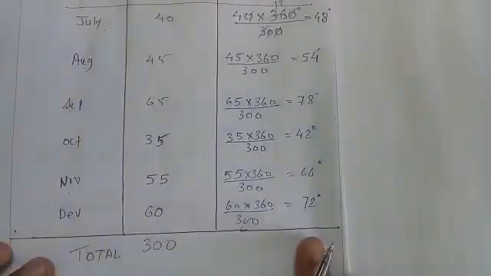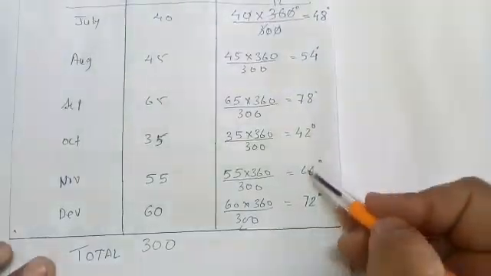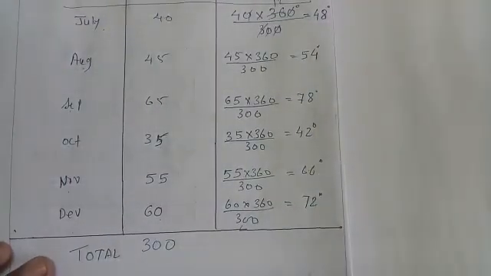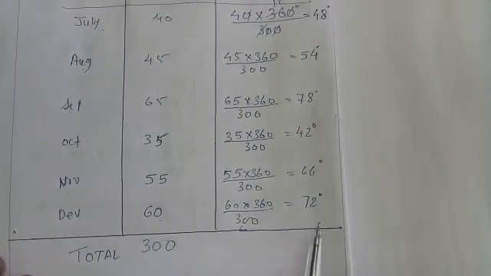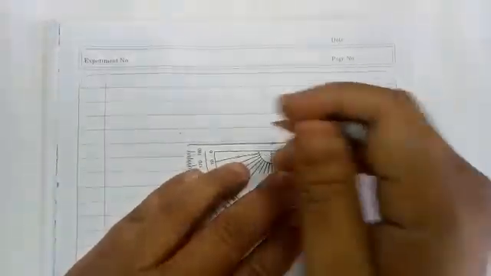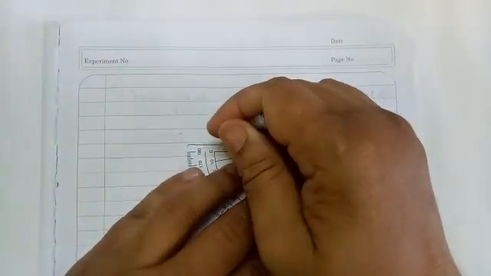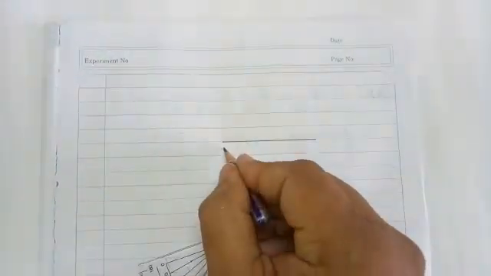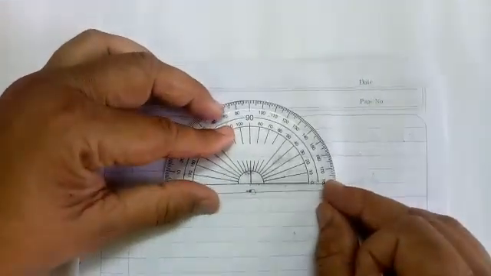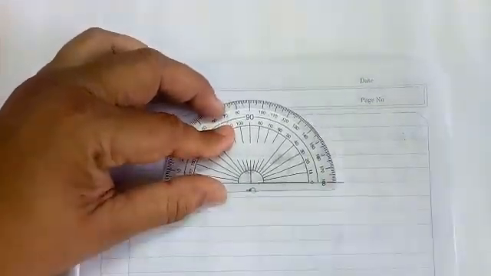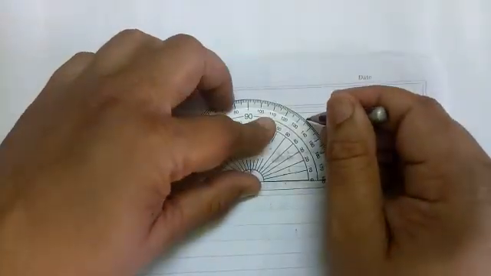If you add all the numbers 1, 2, 3, 4, 5, 6, you will get 360 degree. Now how to draw a pie chart? I am showing you a pie chart. First, draw a line and take the center as O. Now what was the first angle? First angle is 48. Take a protractor, put it and draw an angle of 48.